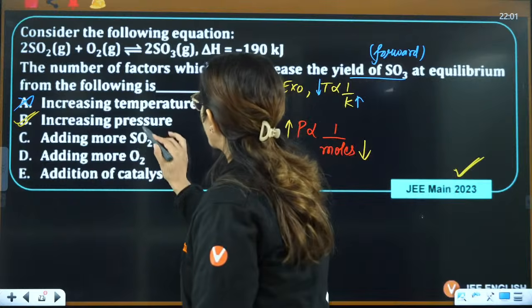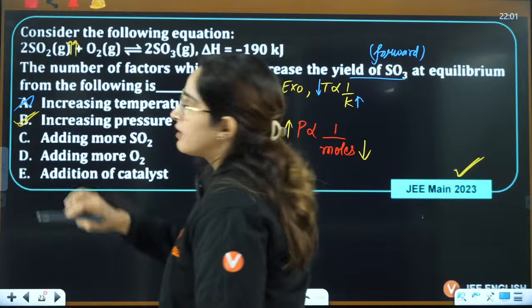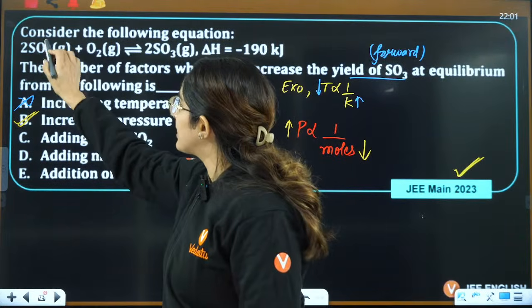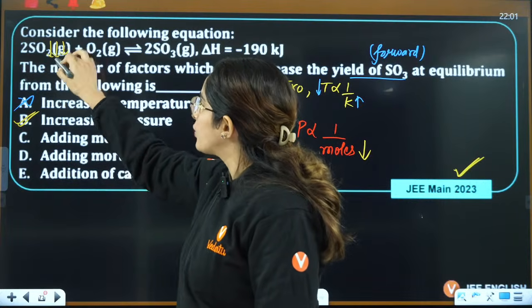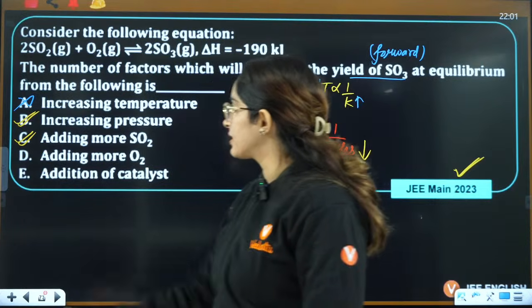Addition of SO2. Now if you add SO2, according to Le Chatelier's principle, equilibrium will try to decrease this concentration. To decrease this concentration, it will move in the forward direction. So this is also correct.